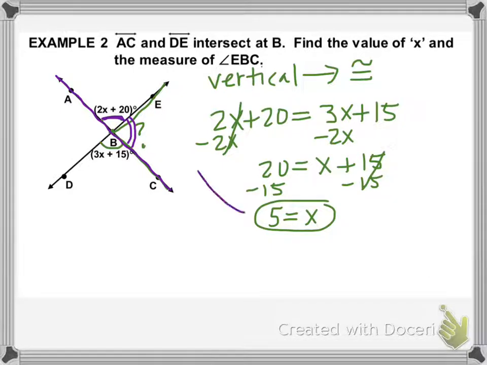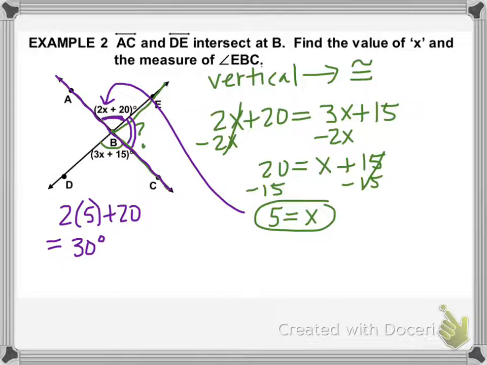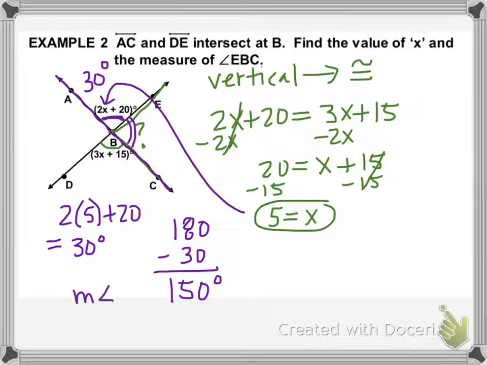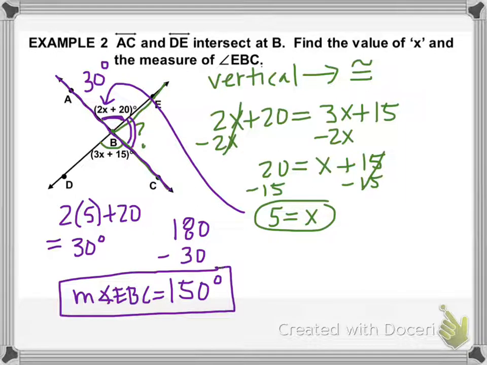So if I plug in this 5 for x into 2x plus 20, let's try that first. So 2 times 5 plus 20 equals 10 plus 20, which is 30 degrees. If I know that this angle right here is 30 degrees, then I can figure out angle EBC by subtracting 30 from 180. So 180 minus 30 equals 150 degrees for the measure of angle EBC. And that is my answer.